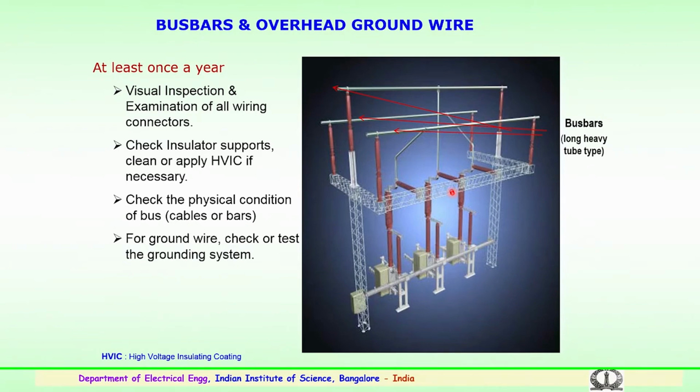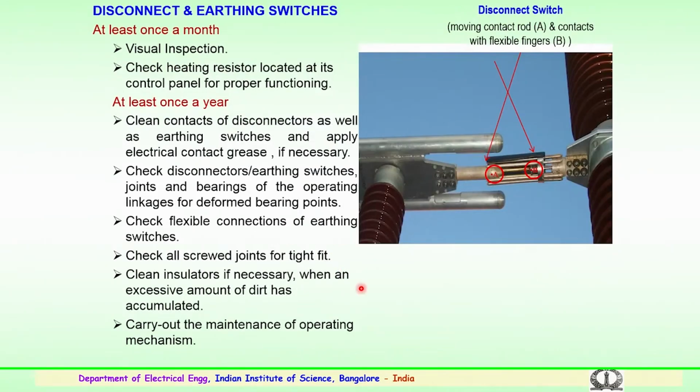Similarly, for the ground wires which are connected, a proper check or testing of the grounding system is needed. We will be discussing the grounding system in detail in a later lecture, but it is very important to see that the ground wires are also attended to. Then comes the disconnector or the earthing switch.